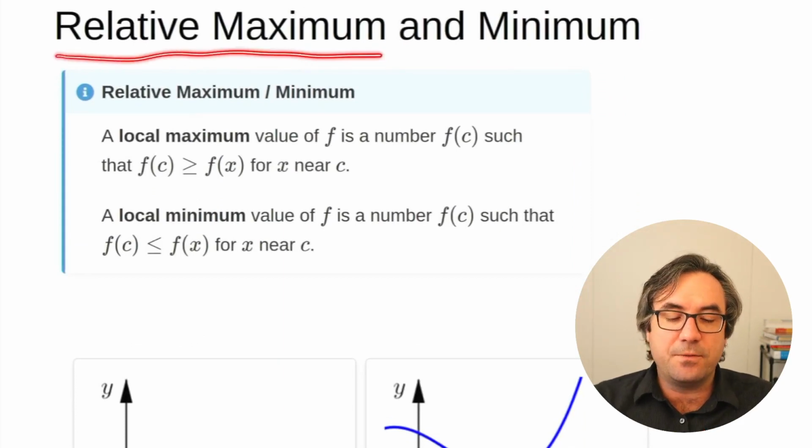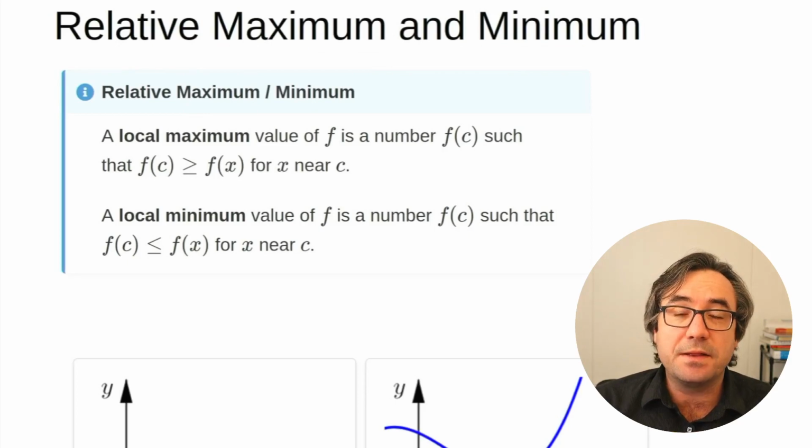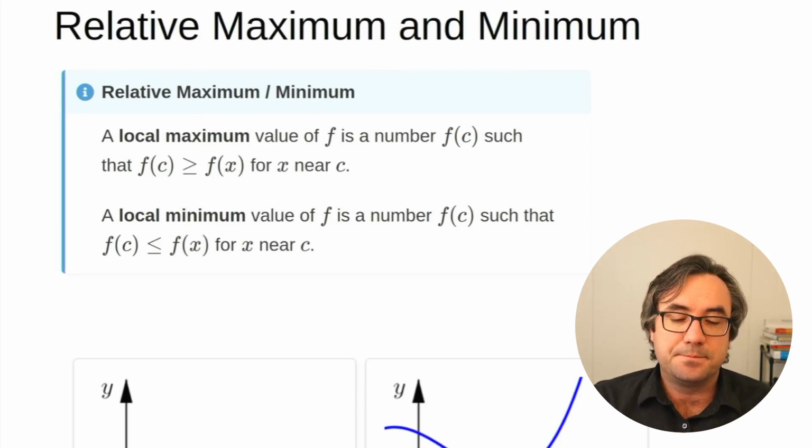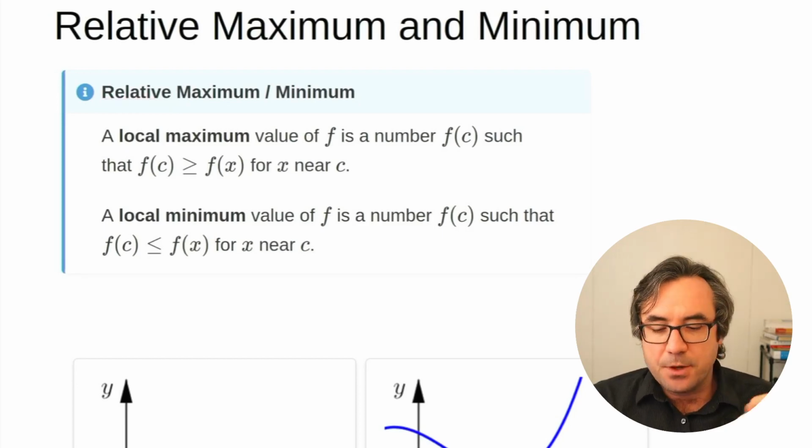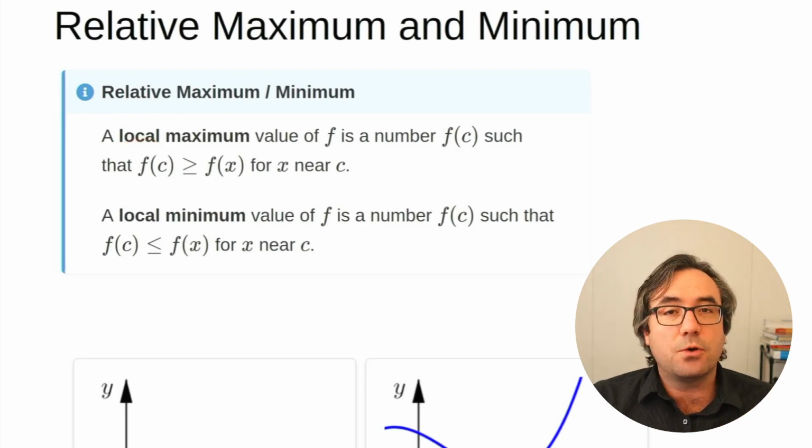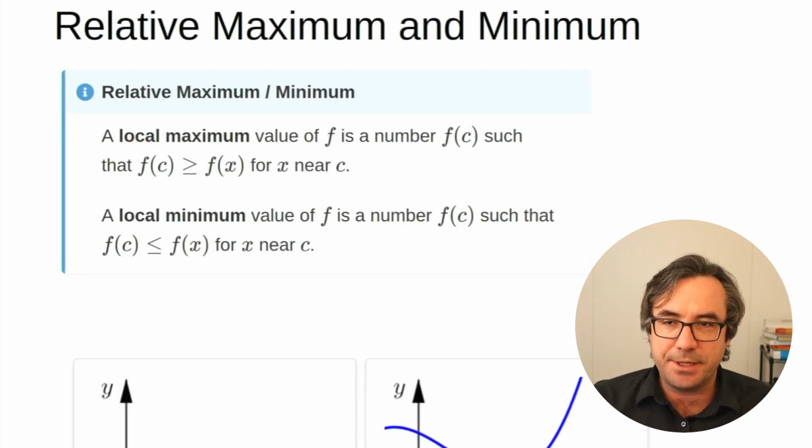So we're going to define what it means for a function to have a relative maximum and a relative minimum at specific points. So we use the term relative max, relative min. We also use local max, local min. So we just use these interchangeably. So first, let's look at the definition, and then we'll see two basic examples.